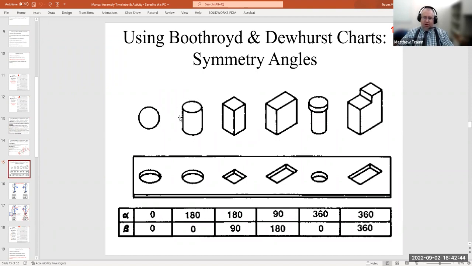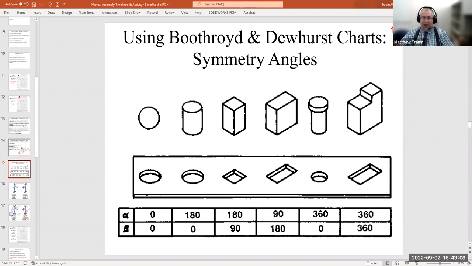The next more complicated one is a cylinder, like a right cylinder going through a circular hole. And so this one has an alpha angle of 180 and a beta angle of 0. So 180 might seem like, why 180? It's lined up perfectly to go through the hole right now. Why would you flip it 180 degrees?